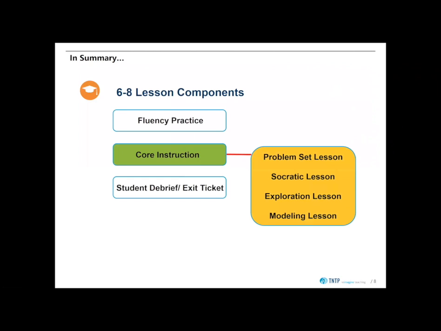That's it for this section. You should now be familiar with the consistent lesson components in Eureka Math 6-8 lessons. Happy planning!